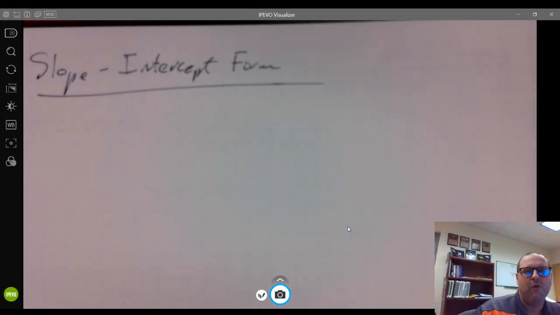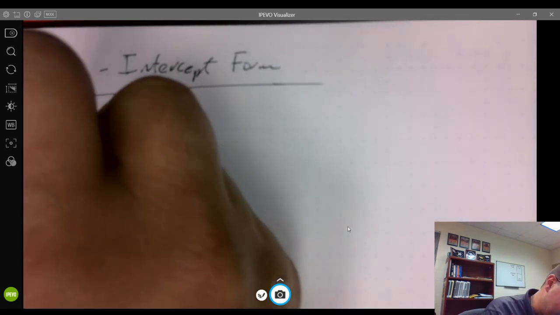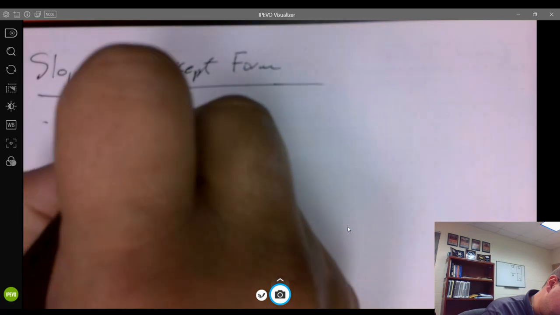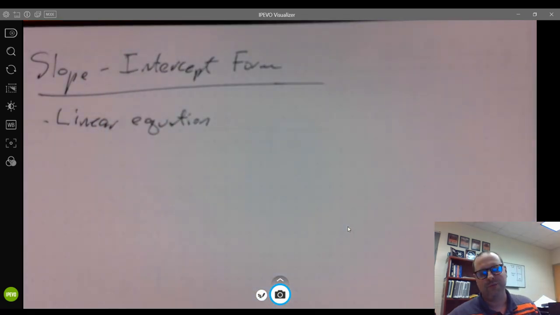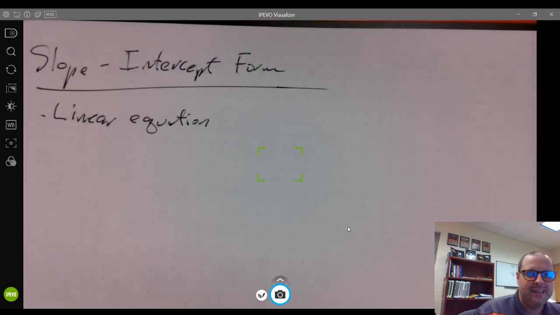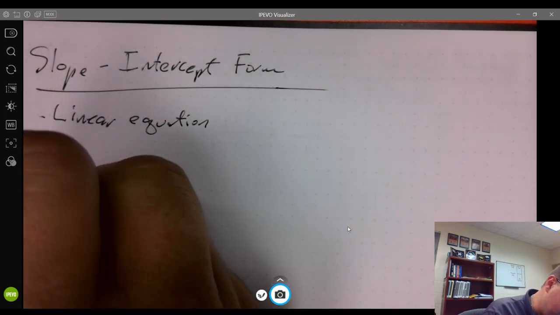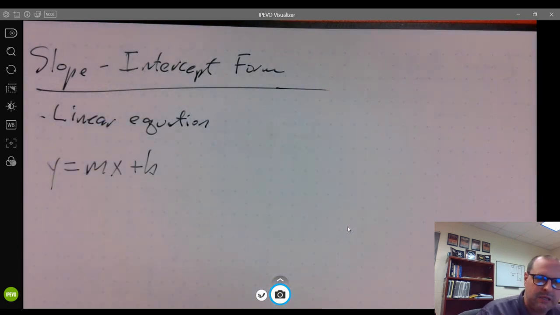Slope-intercept form is a form to write a linear equation. It is not slope. People hear slope-intercept form and they think, oh, it's y2 minus y1. No, no, no, no. That's how to find the slope. Slope-intercept form is the way we are going to write the linear equation. And the generic form equals y equals mx plus b.